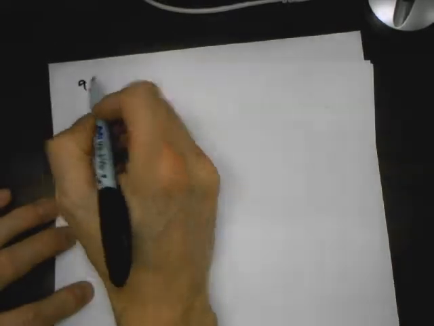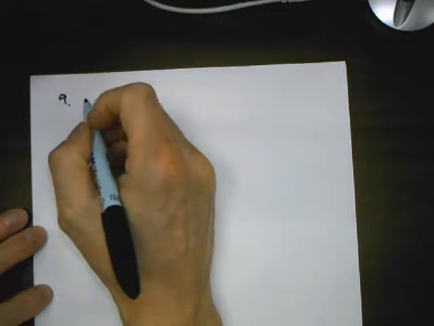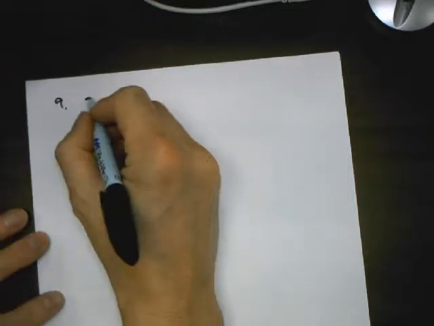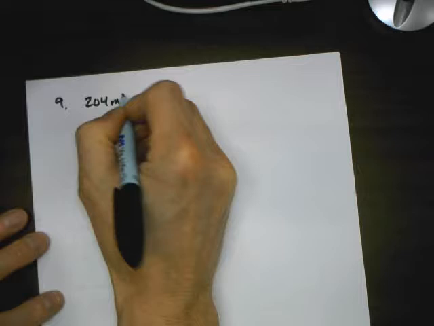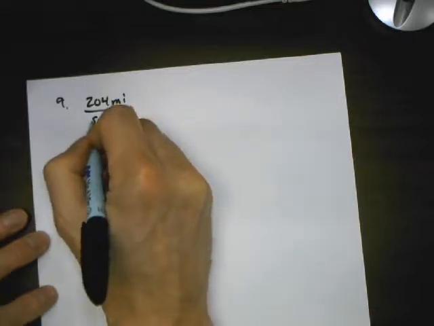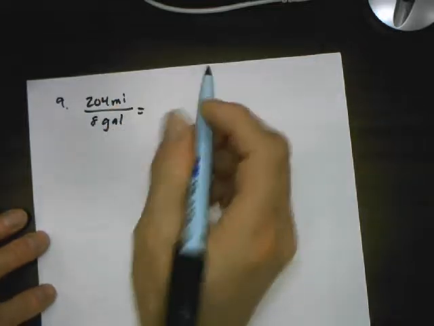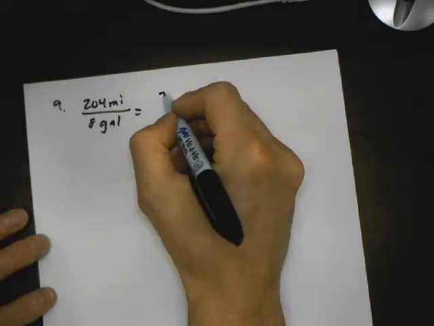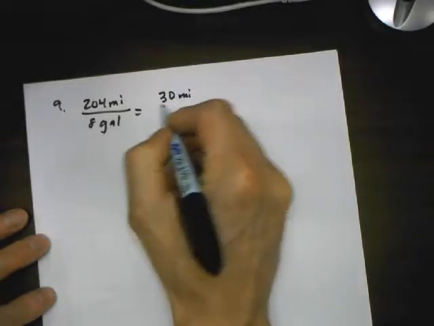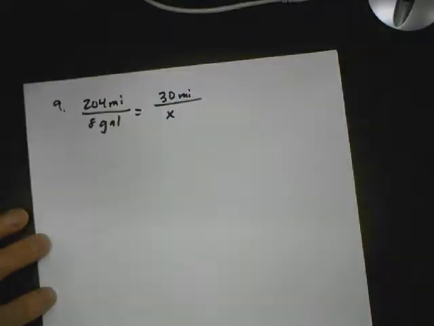A car used 8 gallons of gas to travel 204 miles. So we usually use miles per gallon in our society, right? So I'll put miles on top. Miles per gallon means miles on top. Miles per 8 gallons, you don't have to do it this way. I just like to do it that way. How many gallons would be used to travel 30 miles? So 30 miles goes there. Now, they didn't say total this time.